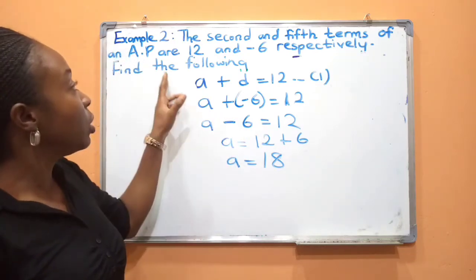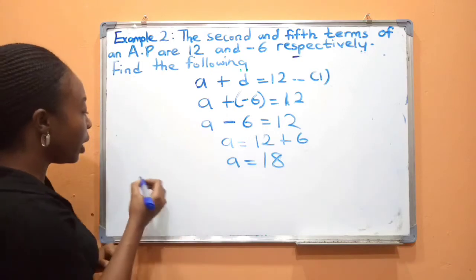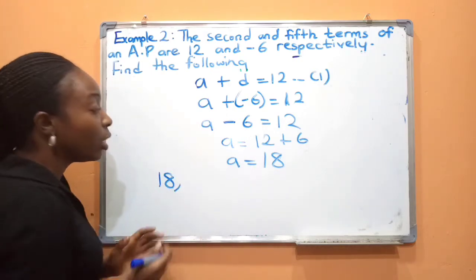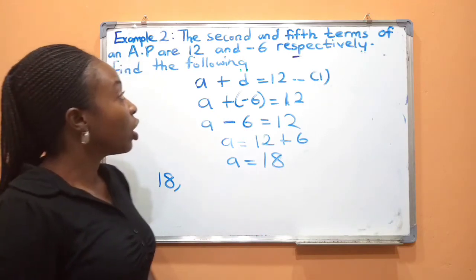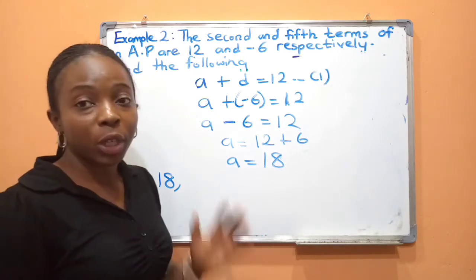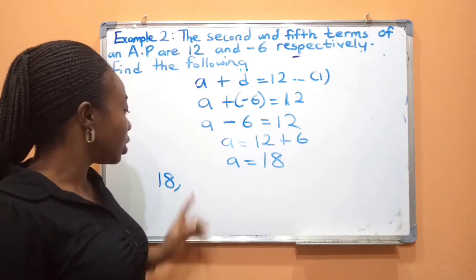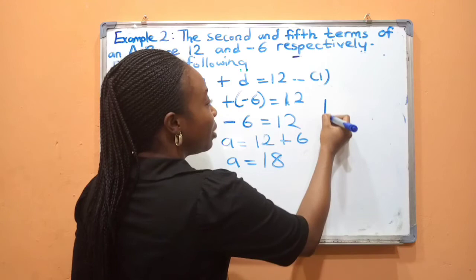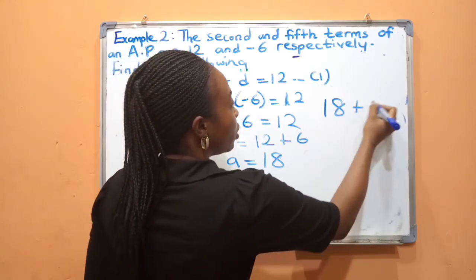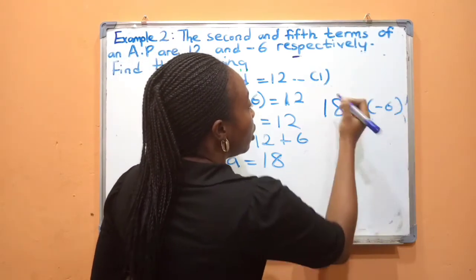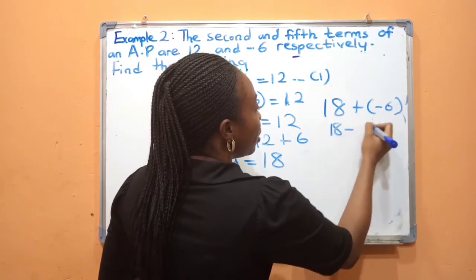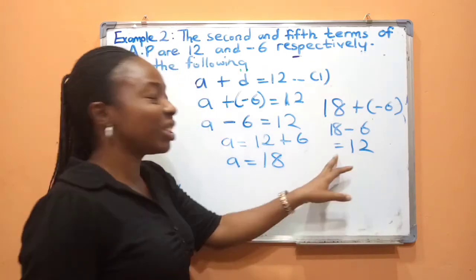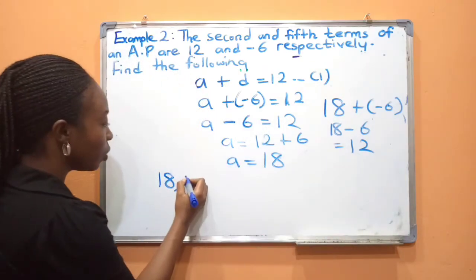And since we already know the first term, the first term of the AP is going to be 18. Okay, and we know that we have a common difference of -6. So calculating the second term won't be difficult. For us to calculate the second term, we simply add 18 to -6, which is the common difference. So we're going to have 18 minus 6, which gives us 12. So that means the second term here is 12.